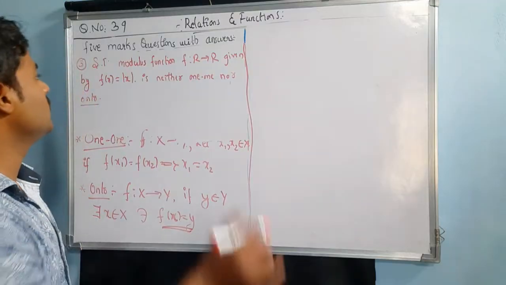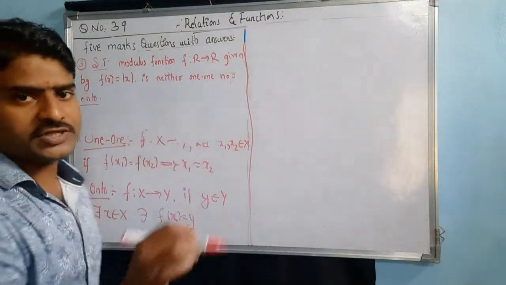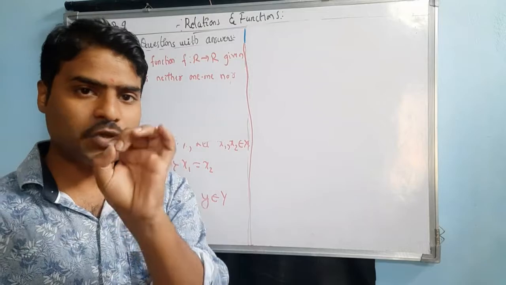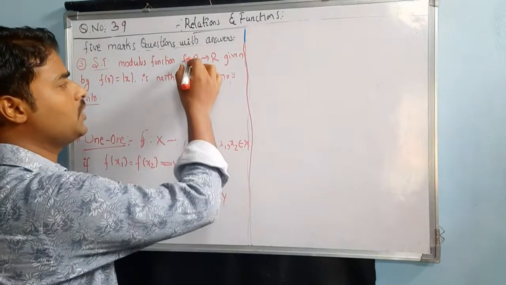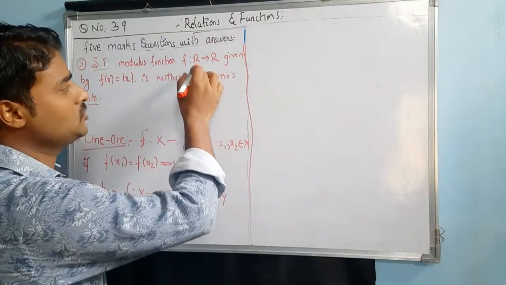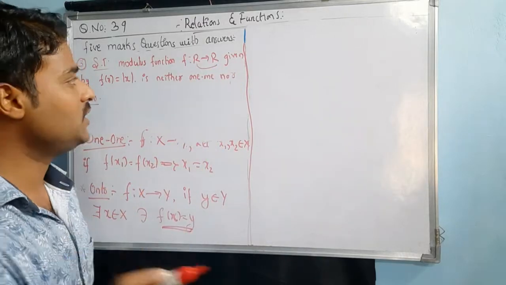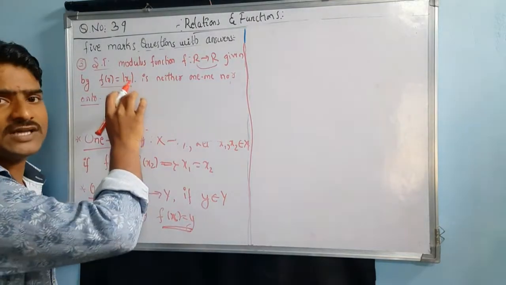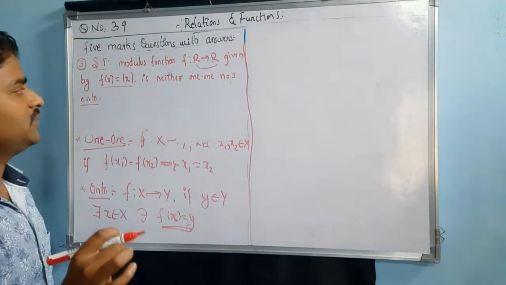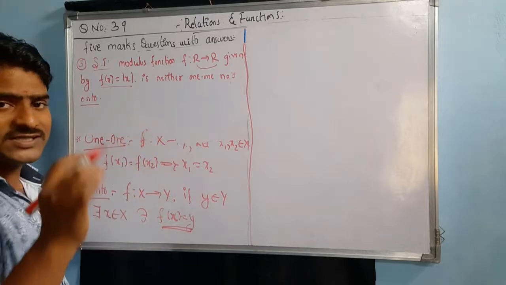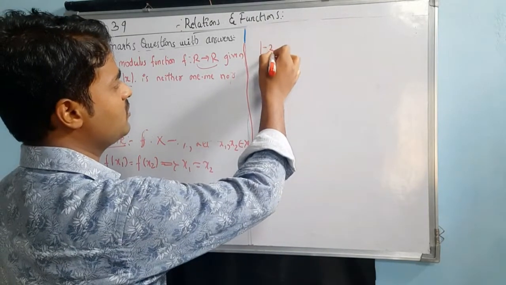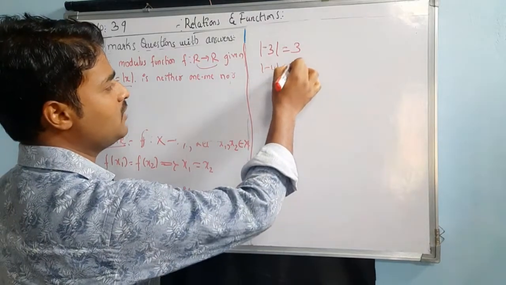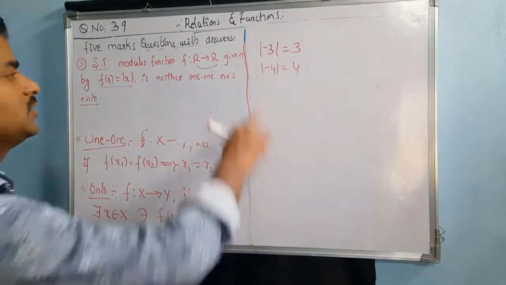Okay, important question. Show that the modulus function, it is a positive function. Modulus function means it is a positive function. So f from R to R given by f of x equal to mod x, which is defined on the real numbers. Mod x is always a positive function. Even if you consider -3, you will get the positive value, and -4 you will get the positive 4. So this is what the modulus function is.